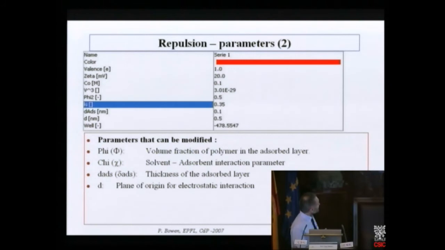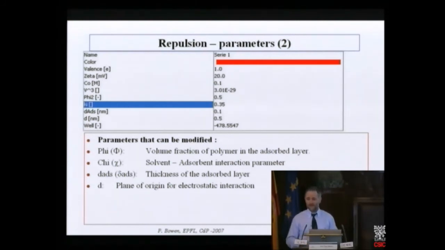And then finally we have D, which is the plane of origin for electrostatic interaction. So if we have a simple system where we just do an electrostatic charging, we just use pH to change the charge on the surface, then we can take this as being more or less the surface of the particle plus or minus a water molecule. So we normally put in something like 0.1 nanometers.